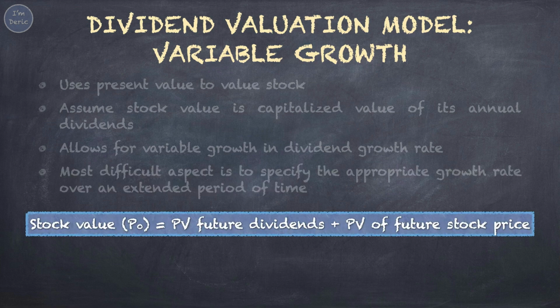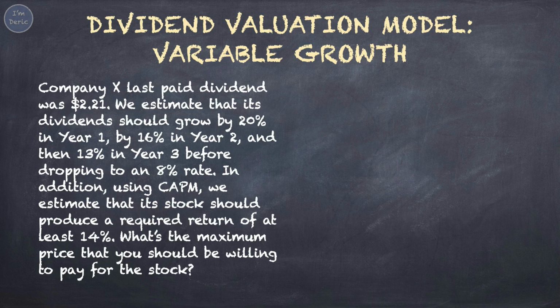By discounting all the future dividends in stock price, you will get the value of the stock, P0, that is the intrinsic value. Let's take an example. Company X last paid dividend was $2.21. We estimate that its dividends should grow by 20% in year 1, by 16% in year 2, and then 13% in year 3, before dropping to an 8% rate. In addition, using CAPM, we estimate that its stock should produce a required return of at least 14%. What's the maximum price that you should be willing to pay for the stock?